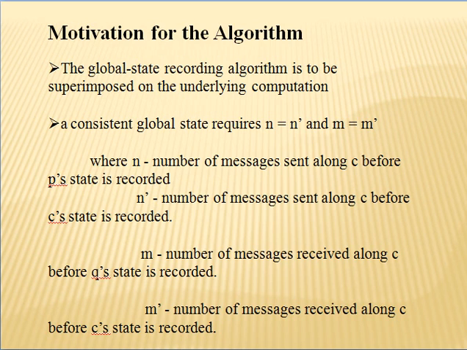From the initial global state in a single token conservation system, an inconsistency arises, because the state of P is recorded before P sent the message along C, and the state of C is recorded after P sent the message. They consider n as the number of messages sent along C before P's state is recorded, and let n dash be the number of messages sent along C before C's state is recorded.